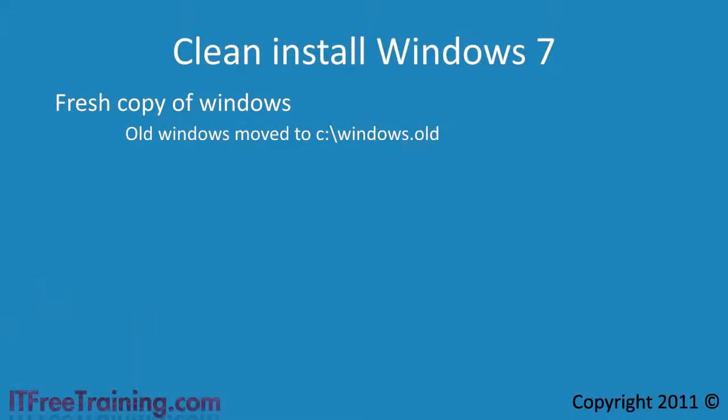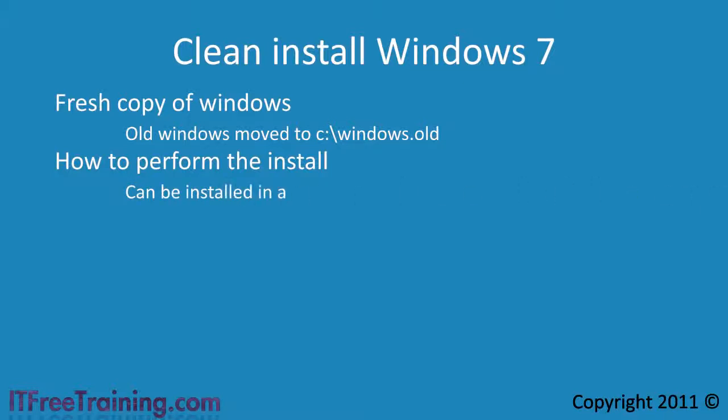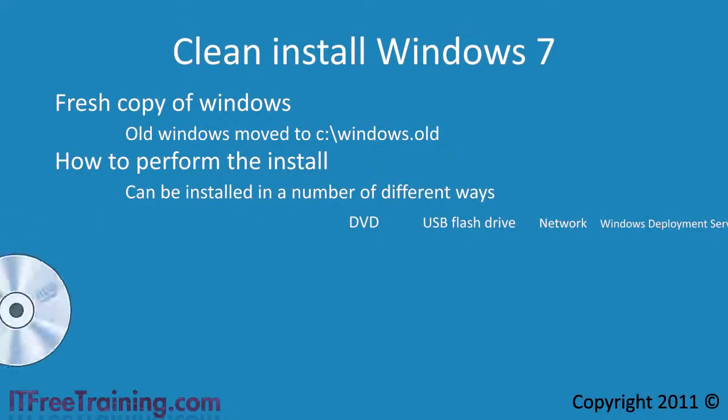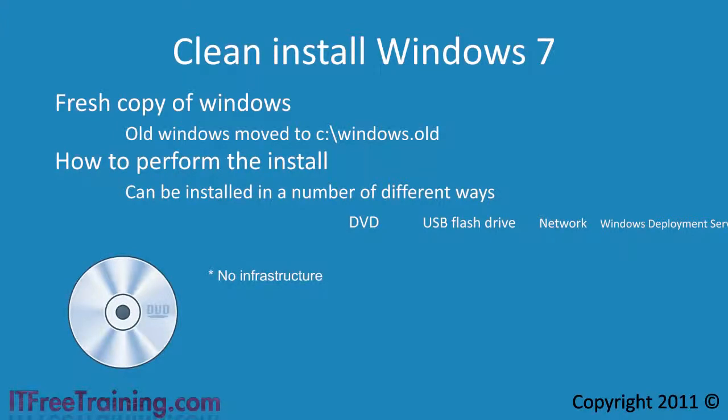Once you have decided to perform a clean install of Windows 7, you need to decide how to perform the install. Windows 7 can be installed in a number of different ways, with each method having its advantages. The simplest way is by using the DVD. Using the DVD requires no infrastructure. If you only have a few installs of Windows 7 to perform, this is the best way. However, if you have a lot of computers on which to install Windows 7, this method may not be practical. Either way, you will need to make multiple copies of the DVD, or you will only be able to perform one install at a time.